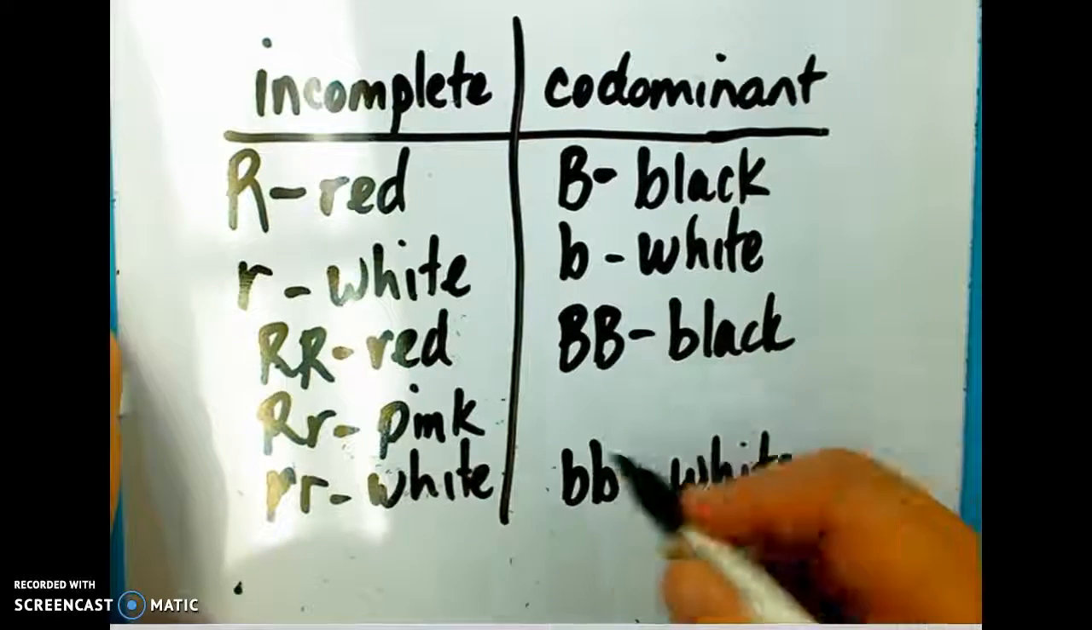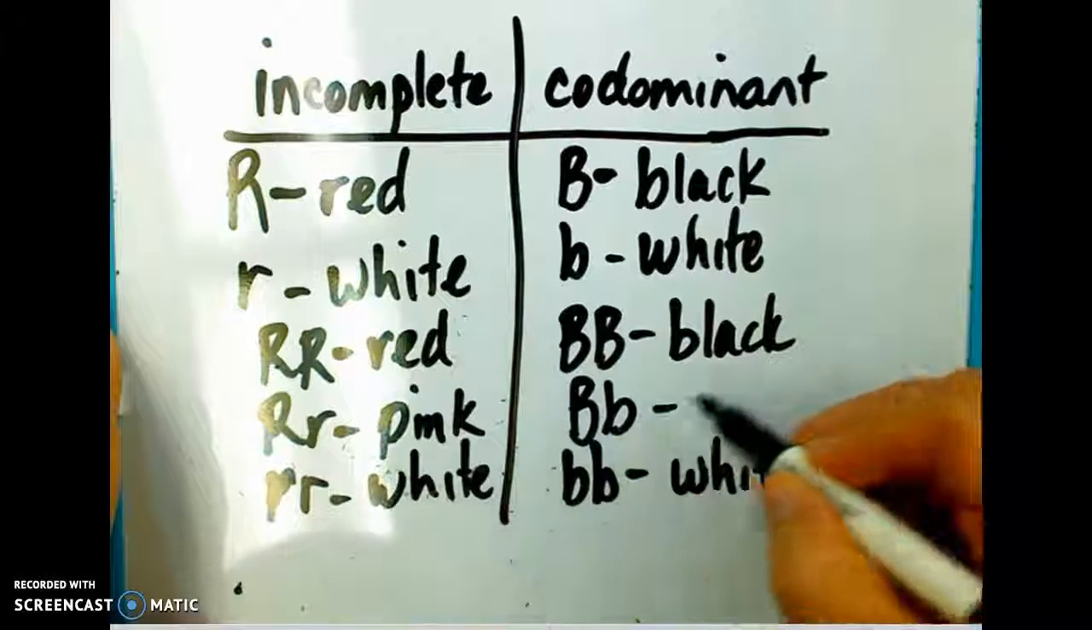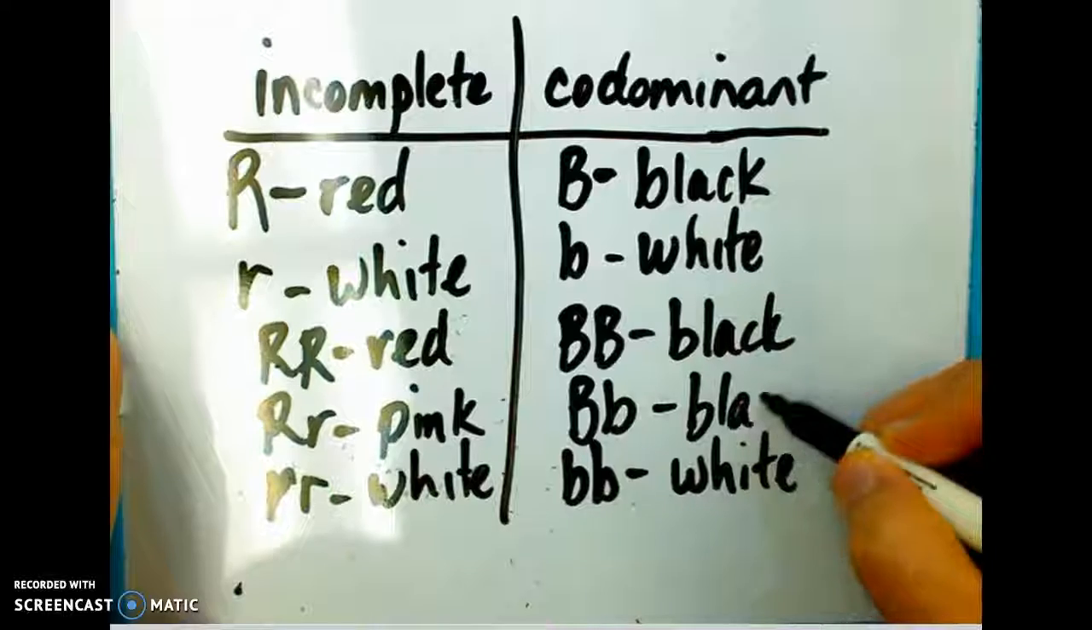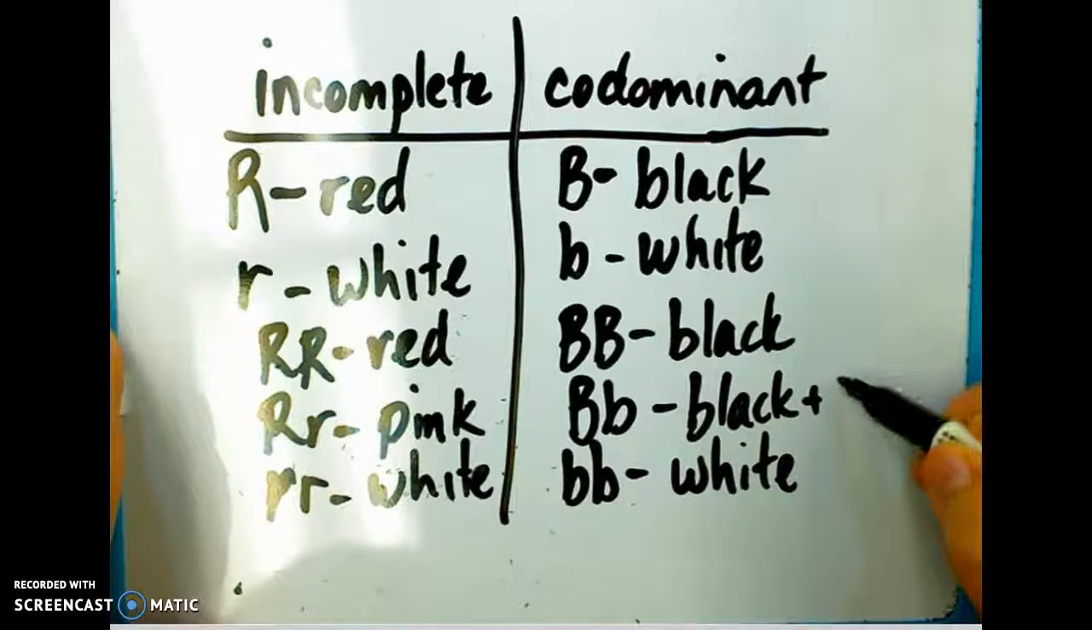And this is the cool one. In the heterozygote, the cow is black and white. So that's the spotted cow.